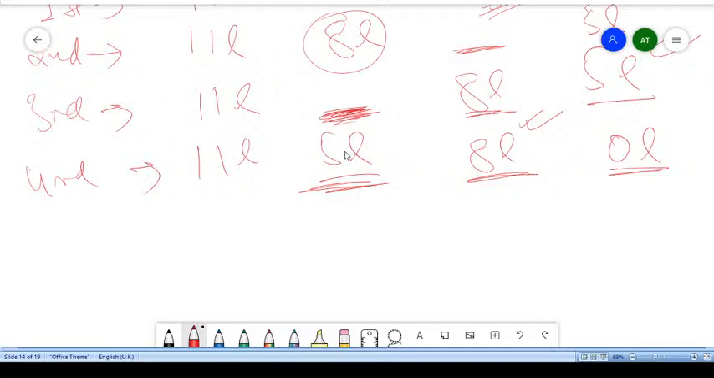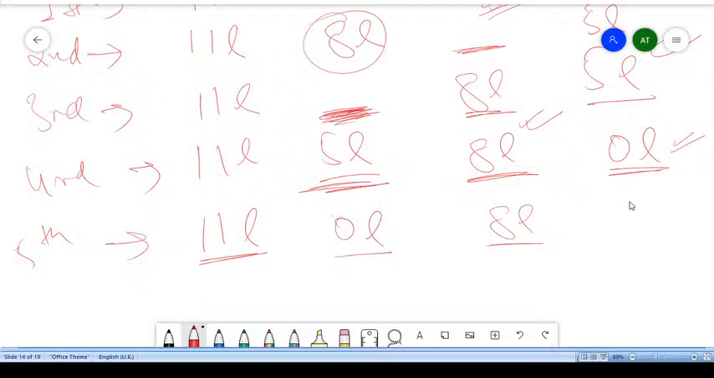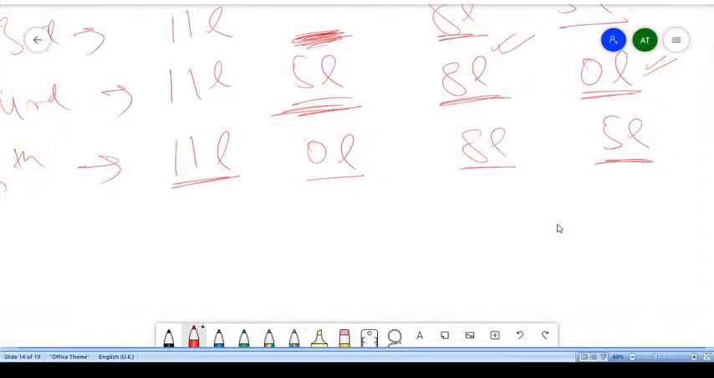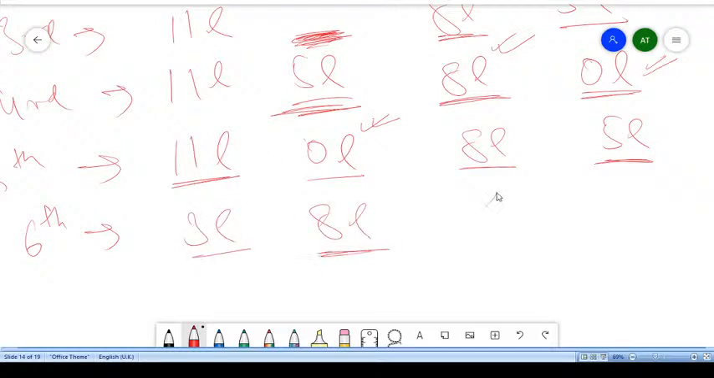Then what do you do? Just fill this bucket with 5 liter. That means in the fifth step, we have 11 liter. Here we have 0 liter, we have 8 liter, and here we have 5 liter, right? And in the sixth step, fill this bucket with the 8 liter, right? That means here we have 3 liter, and fill this bucket with the 8 liter, and already we have 8 liter here, and here we have 5 liter.